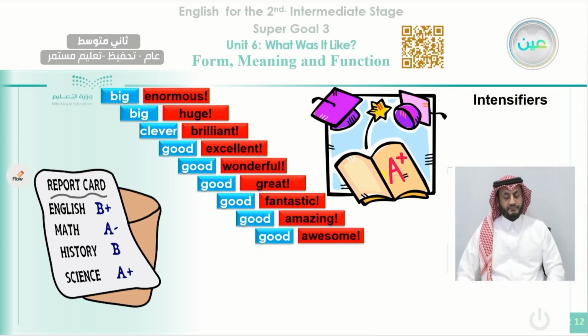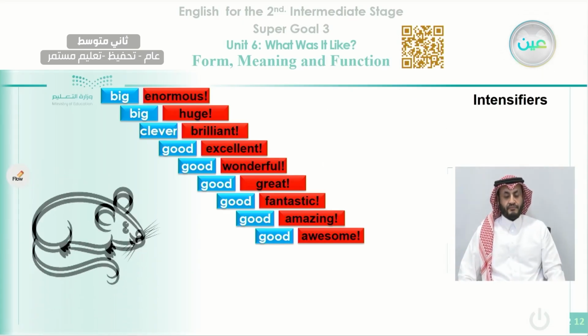Okay, also we can use another adjective which can be compared to good. That is awesome. We can say awesome. Awesome means very good. Okay, so we can use very, the intensifier, with good, but we cannot use it with awesome. Okay.